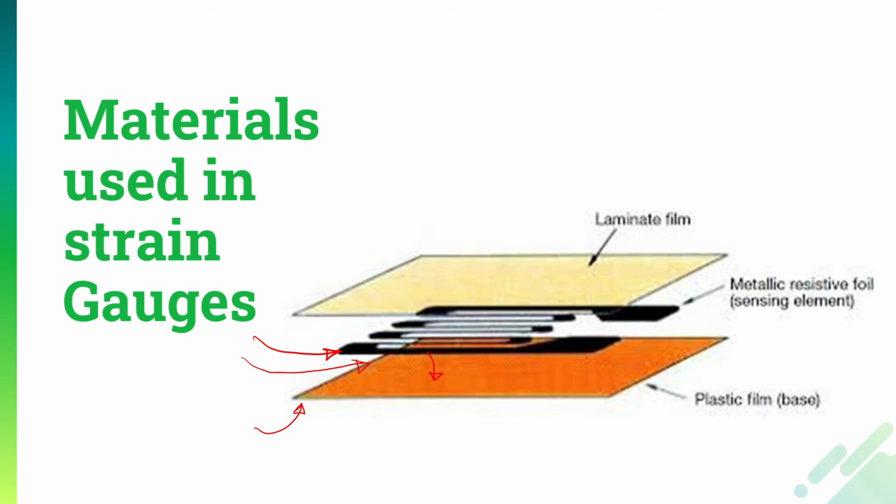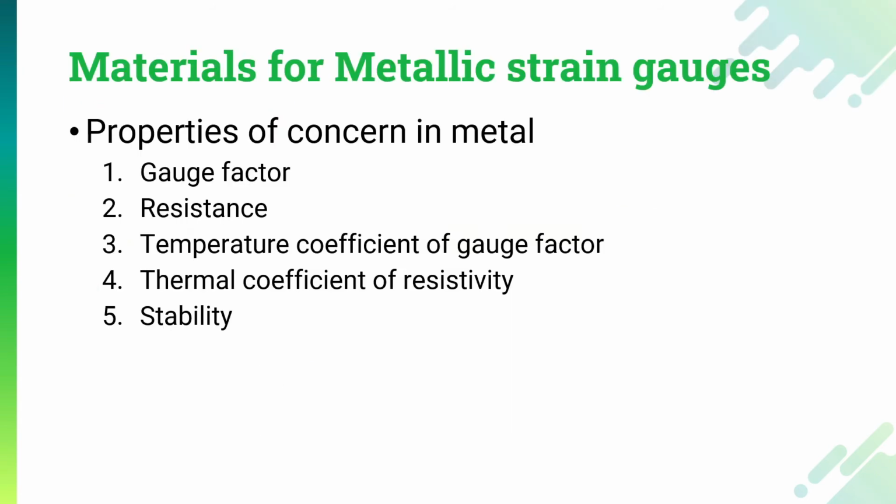Now very first, let us check out the materials for the metallic strain gauges. All the electrical conductors are actually candidates for the strain gauge materials, because they produce the strain gauge effect, but to fulfill the requirements, some of the properties affect the strain gauges the most, and those major properties are: very first, the gauge factor of that material; second, the resistance; third, the impact of the temperature; fourth, the thermal coefficient of the resistivity; and fifth, the stability of the material with the temperature.